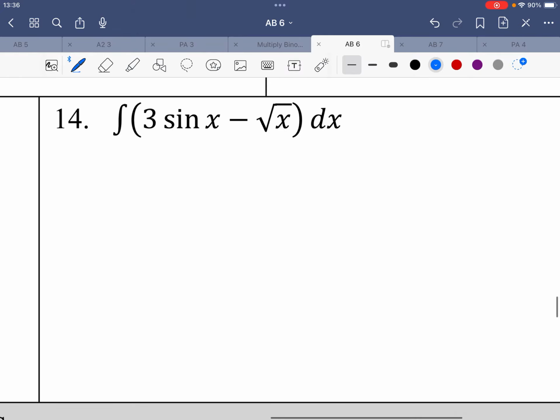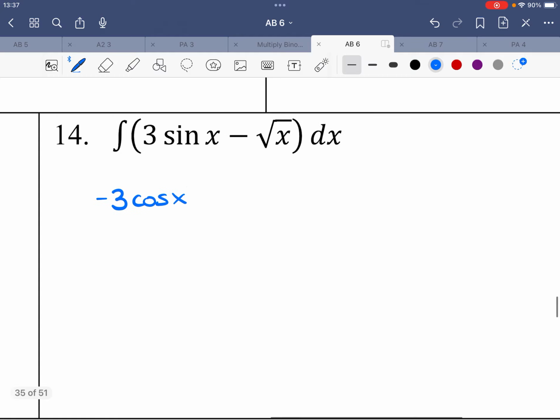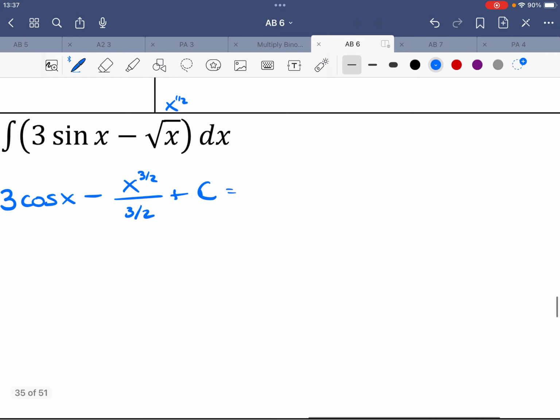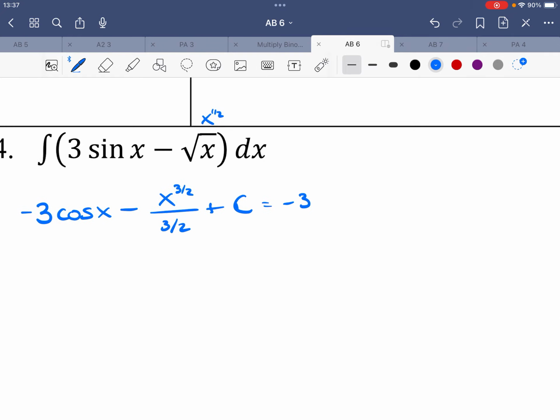For 14, the 3 is a constant multiple, I can stay there. The antiderivative of the sine is going to be negative cosine, so that's going to be negative cosine of x. And then, as always, this is x to the 1/2. So when I add 1 to the exponent, I get x to the 3/2 over 3/2 plus c. And if I clean up that fraction a little bit, it's going to be minus 2/3, and I'm going to leave it as an exponent, and that works for me.